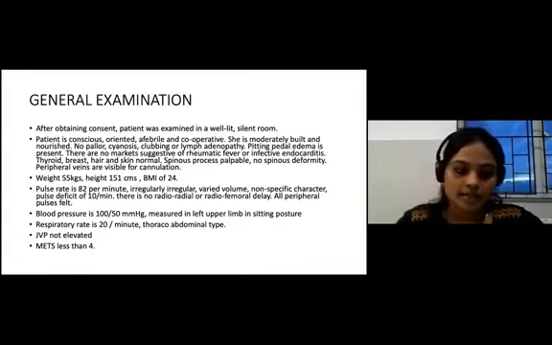Vitals: pulse rate of 82 per minute, irregularly irregular, varied volume, non-specific character, pulse deficit of 10 per minute. There is no radial or radiofemoral delay. All peripheral pulses are felt. Blood pressure 100 by 50 millimeter of mercury, measured in the left upper limb in sitting posture. Respiratory rate 20 per minute. JVP not elevated and metabolic equivalents less than 4.